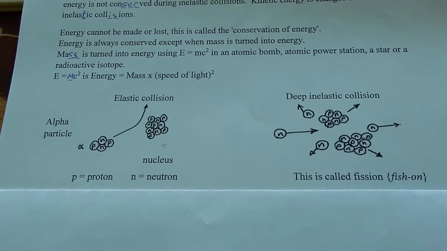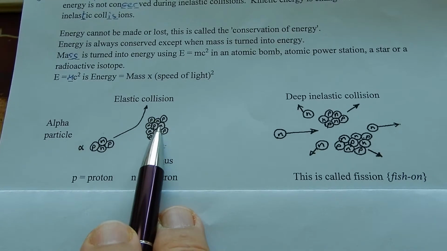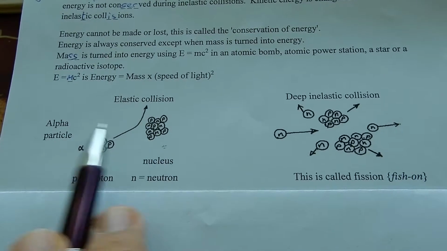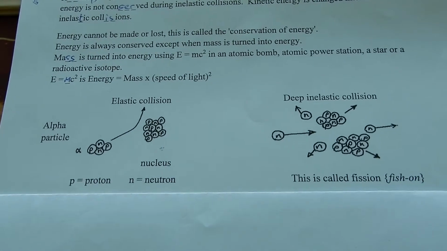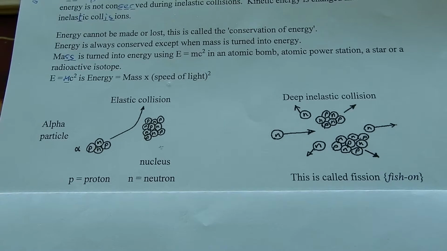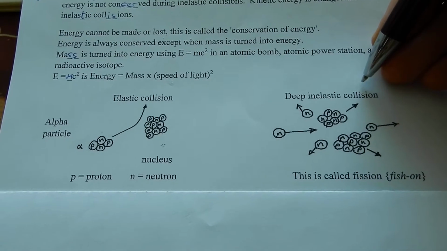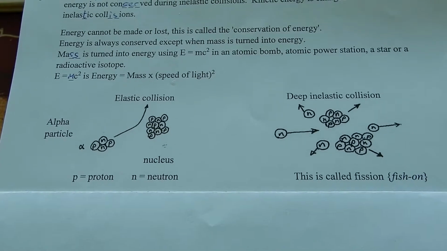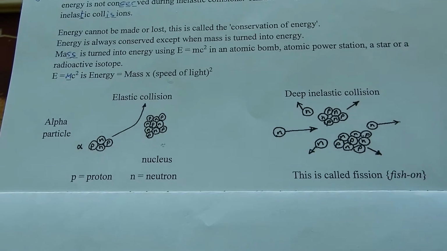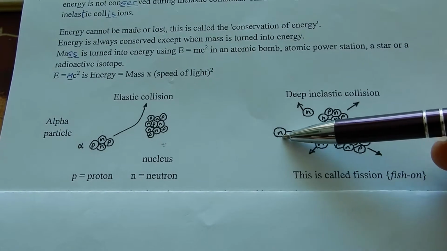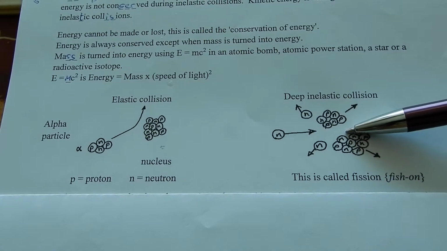Okay, elastic collisions. The positive alpha gets close to but doesn't hit the nucleus. Alpha particle, elastic collisions, protons and neutrons. N's for neutrons, P's for protons. A deep inelastic collision means that the energy is changed from kinetic energy into other forms of energy, heat and stuff. Neutrons have no charge, so neutrons can hit the nucleus.